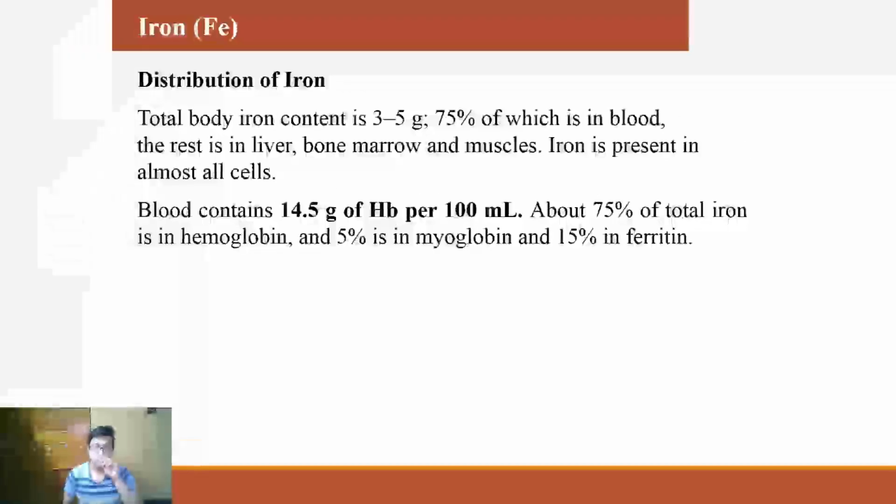So first, what about the distribution of iron? Okay, you will be asked what is the total normal content of iron in the body, and you should be able to tell that it's 3 to 5 mg. Okay, and as you know, most of it is present in blood. There is no denying that, and the rest is present in liver, bone marrow and muscles, but it's so important, it is present in almost all the cells, right?